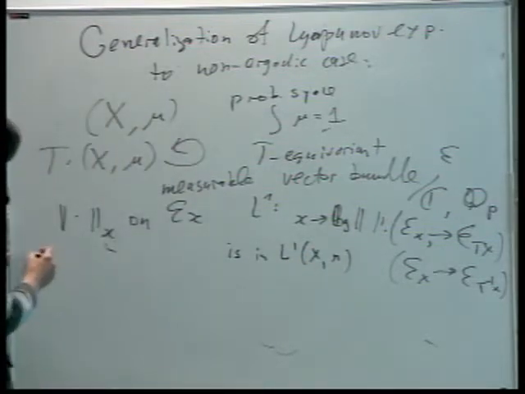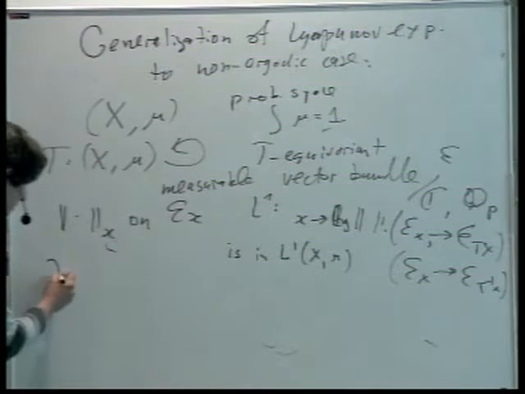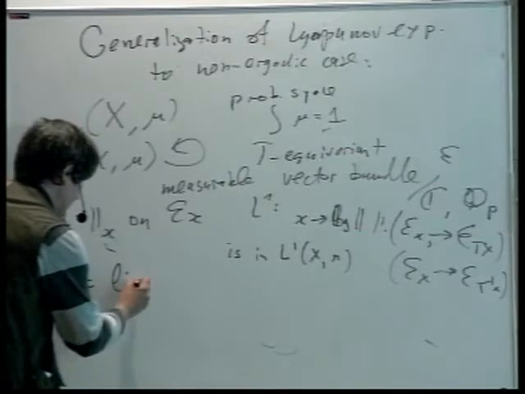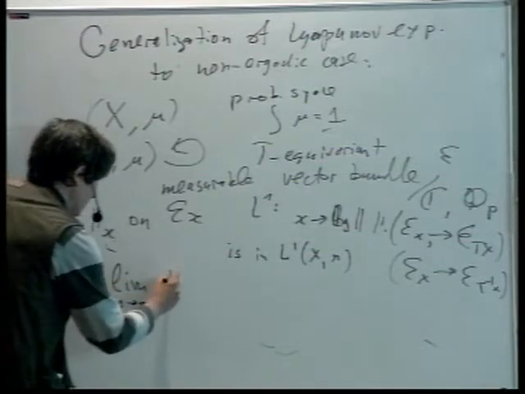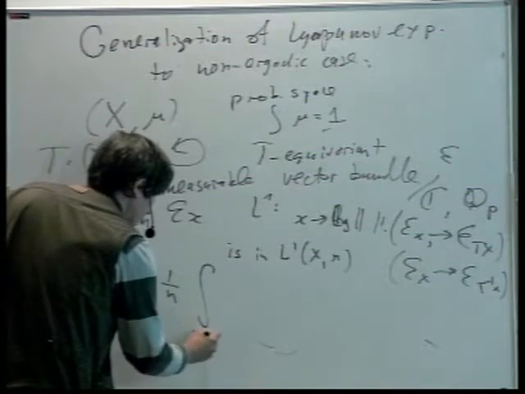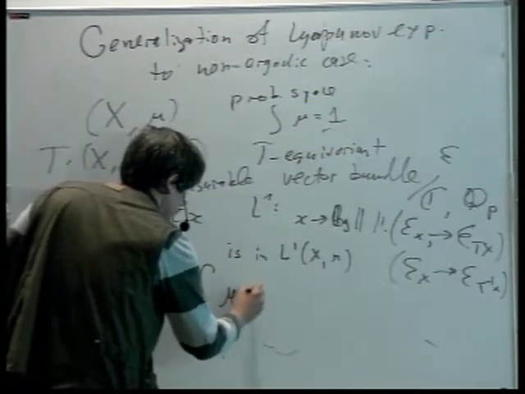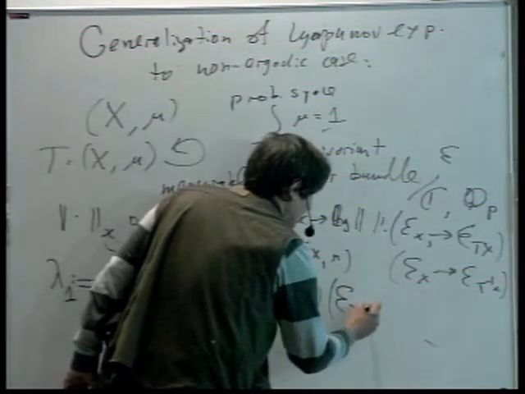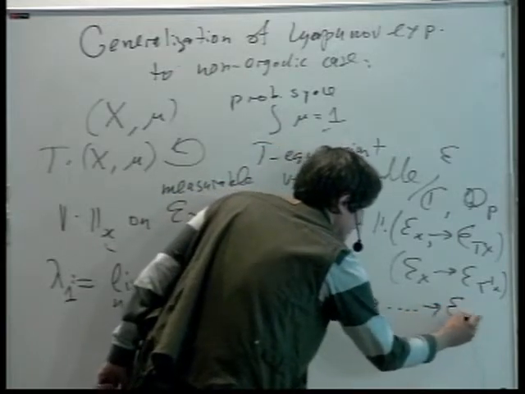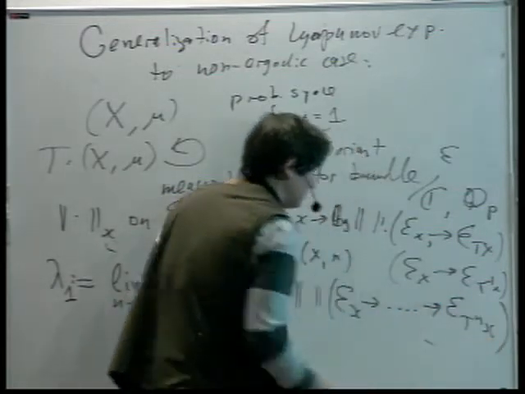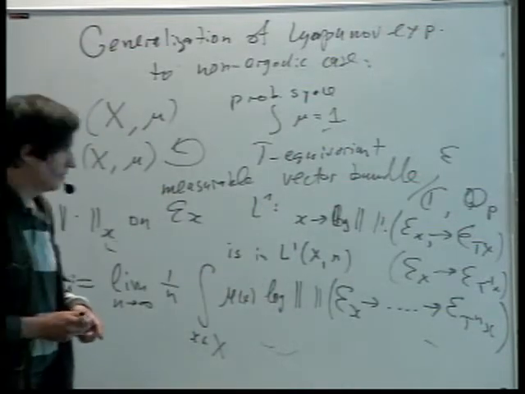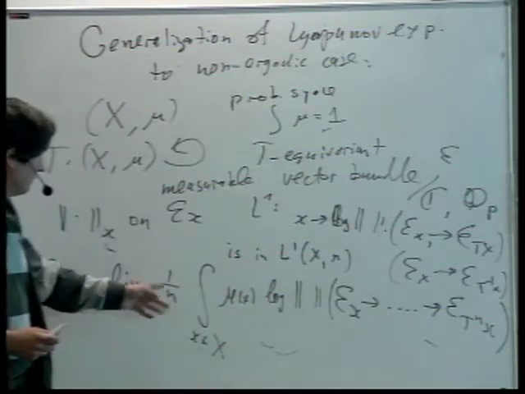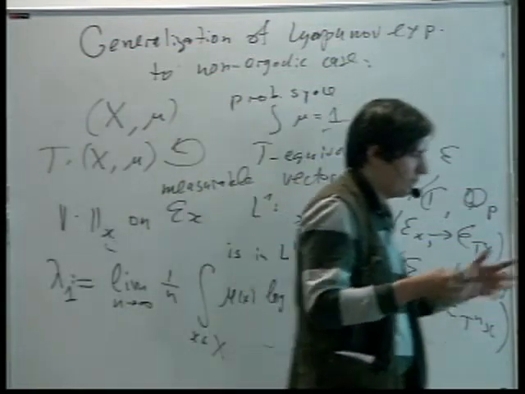And under this condition, one can define what is a leading Lyapunov exponent. Namely, you consider the limit when n goes to infinity of 1 over n, and you integrate over points of your space, mu of x, the logarithm of the norm of the operator acting from E of x to E of T to the power n of x. You compose it many times. Again, you get something in L1. And then this integral, before dividing by n, will obviously be a semi-additive function.